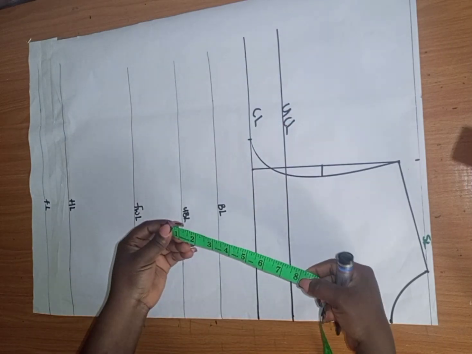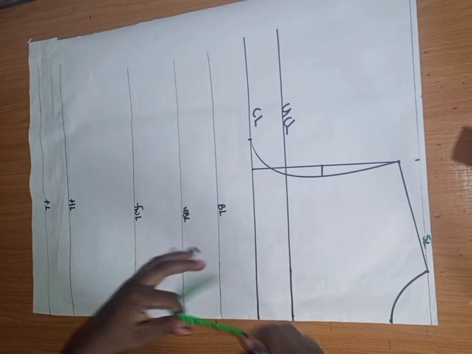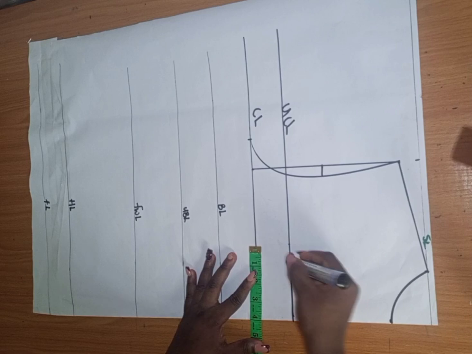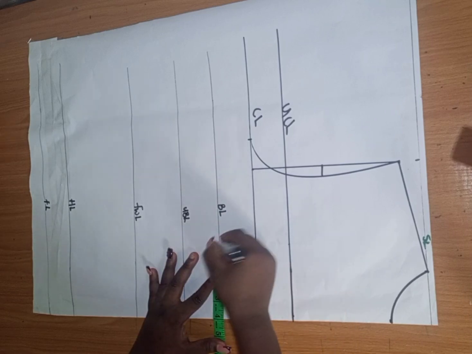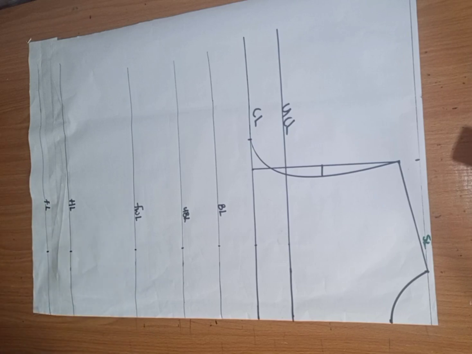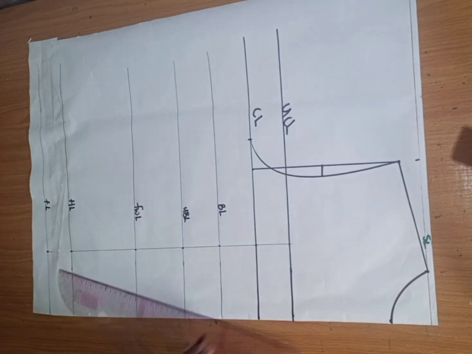After doing that, the next thing I'll do is to divide my nipple to nipple point by 2. So dividing 8 inches by 2, I have 4 inches. From my upper chest line, I will mark that 4 inches all the way to my full length line. Okay, so after I'm done marking the point, I'll go ahead to rule a straight line across those points.